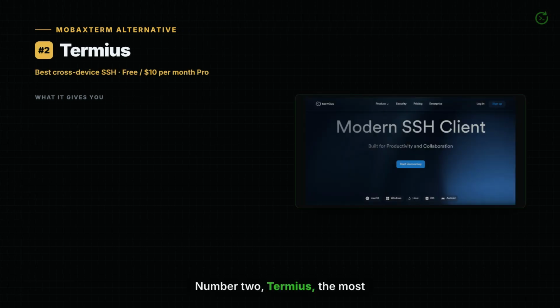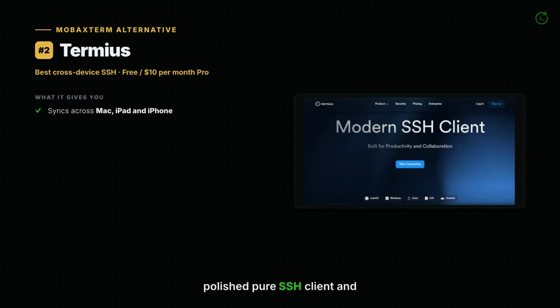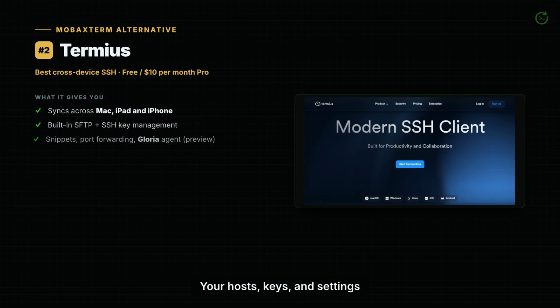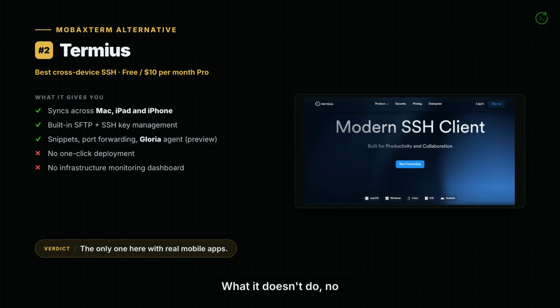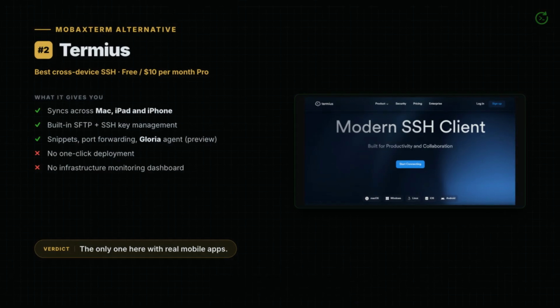Number 2, Termius, the most polished pure SSH client, and the only one here with real mobile apps. Your hosts, keys, and settings sync across Mac, iPad, and iPhone without re-entering anything. Built-in SFTP, SSH key management, snippets, port forwarding, and an agentic assistant called Gloria in limited preview. What it doesn't do: no one-click deployment and no infrastructure monitoring dashboard.